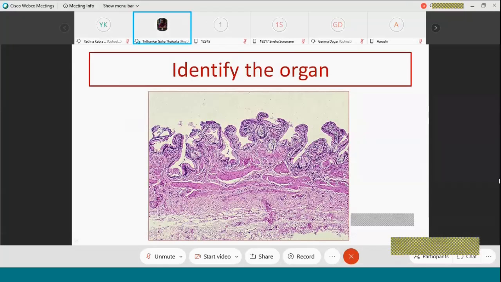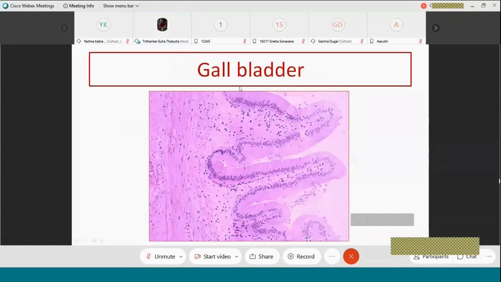And so when you get an undulating mucosa, irregular mucosa, and just beneath that there is a thick smooth muscle layer, you are dealing with gallbladder. This is another picture of the gallbladder in higher magnification. You can see the tall columnar epithelium lining it, and below which the smooth muscle layer starts.